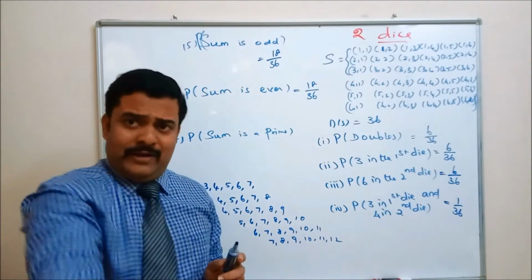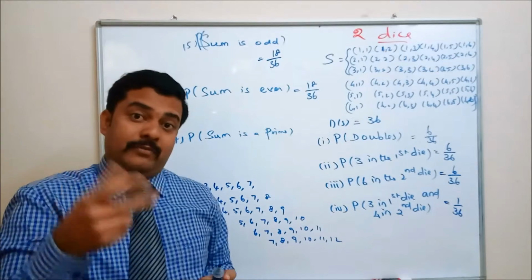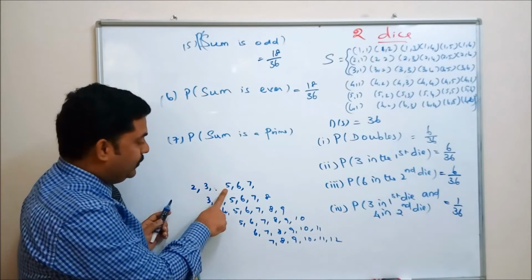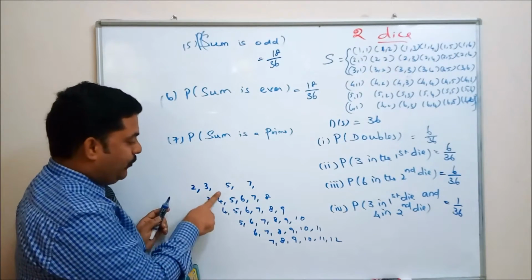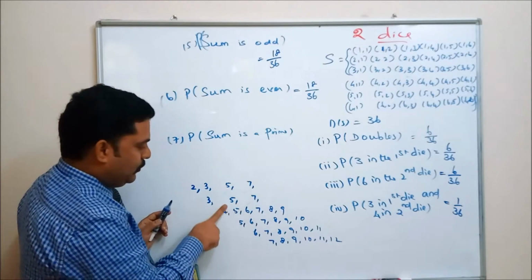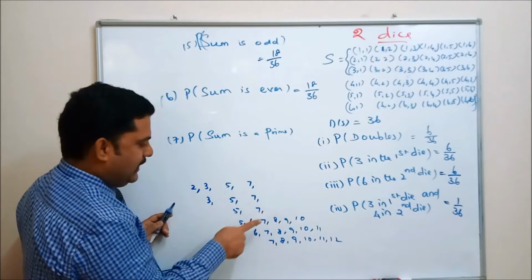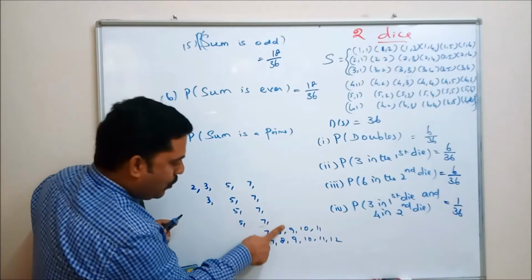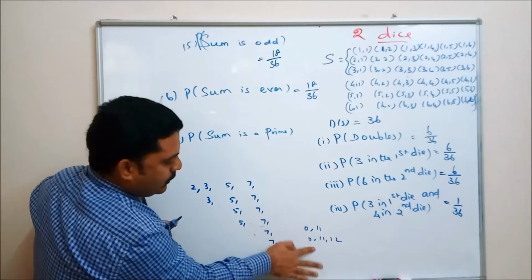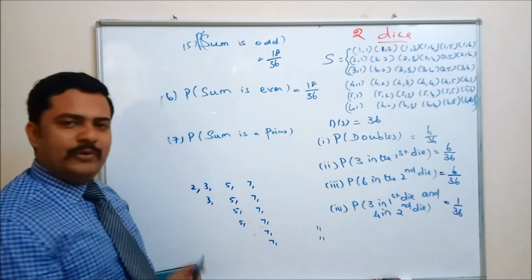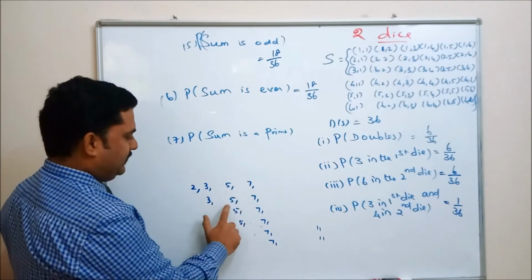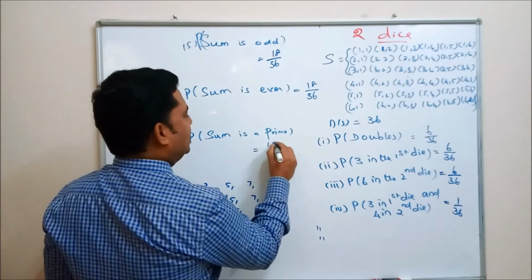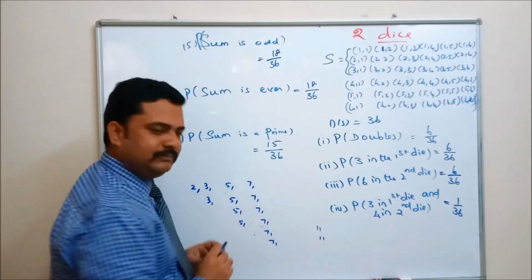Now, the sum is a prime number. How many prime numbers are there? 2 is a prime number. 3 is a prime number. 4 is not a prime. 6 is not a prime. No 6, no 8, no 9, no 10, no 12. How many numbers are there now totally? 1, 2, 3, 4, 5, 6, 7, 8, 9, 10, 11, 12, 13, 14, 15. Totally 15 numbers. So the answer is 15 divided by 36.